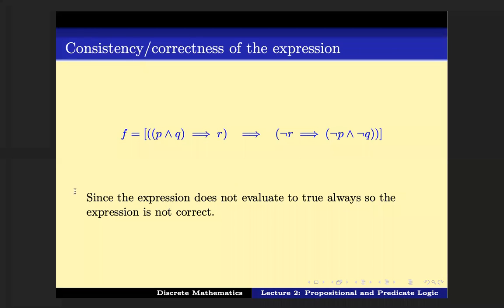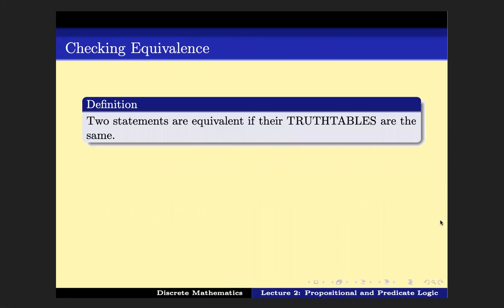So since this expression does not evaluate to true always, we cannot say this expression is correct or false, whatever you want to call it. I will also use correct, false, true, all of these things at various times, but they all mean the same thing. Now, this brings us to another thing. We have to check whether two different expressions are correct or are the same or not.